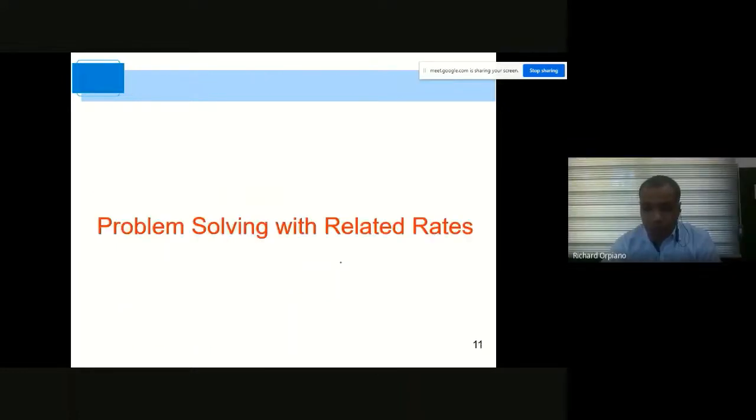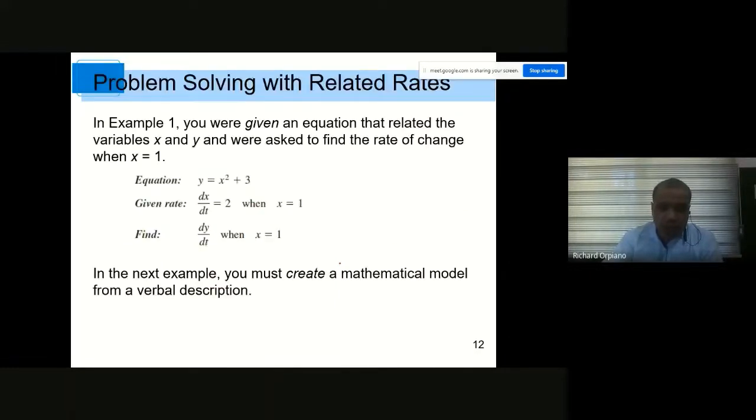I hope madali lang. Next, problem solving with related rates. So this time, we will try to apply an actual situation using related rates. So from the example number 1, we were given an equation. So related yung x and y variables. Sa next example, in terms of related rates problem solving, you are the one to identify what mathematical model or equation you should use for you to be able to answer the question.